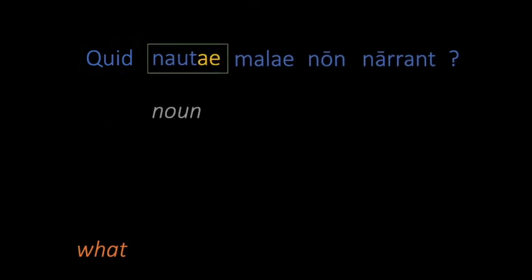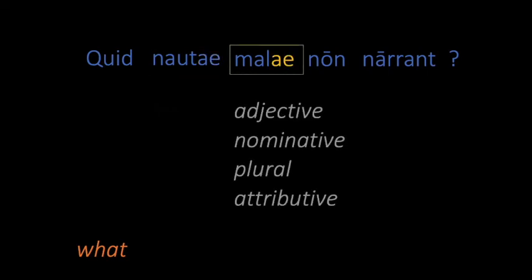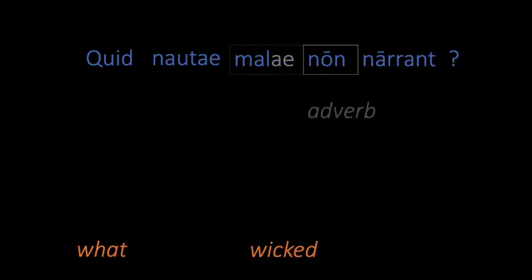Nautai is a noun. It could be nominative plural, genitive singular, or dative singular. We're not sure yet. Let's keep going. Malai is an adjective. No matter what case and number we assign to nautai, we know that malai will agree with it. The meaning of malai is wicked. Non is an adverb that simply means not.